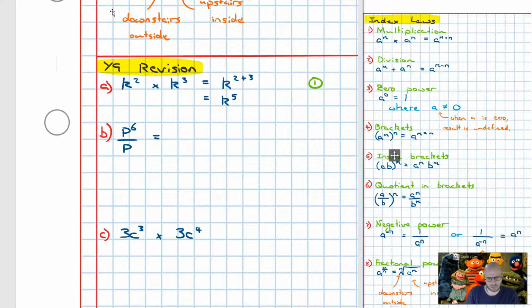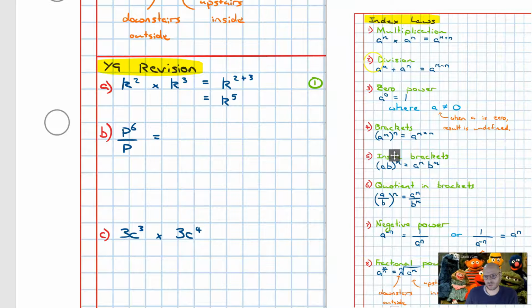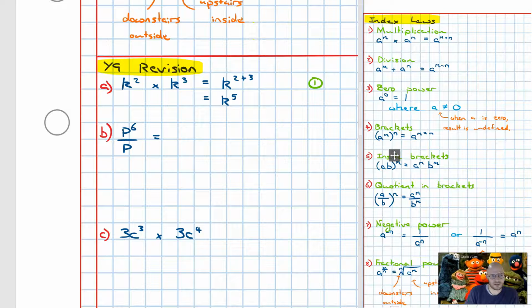Alright, B, we have p to the 6 divided by p. Now there's a few ways in which we can tackle this problem. The first way in which we can do it is we can look at our rule 2, division. So this tells us that if we're dividing two factors, differing powers, same bases, we simply subtract the second power from the first power. In which case we're going to have an implied value of 1 in front of that p because it's not shown. So that's one way we can look at it.